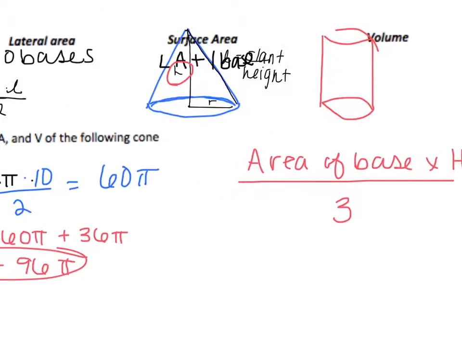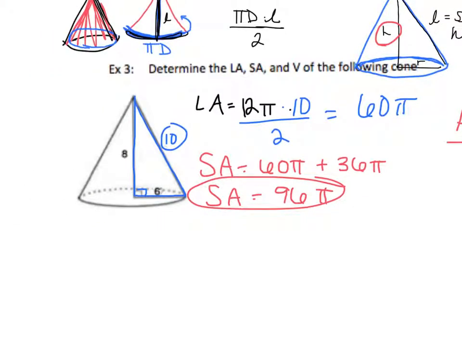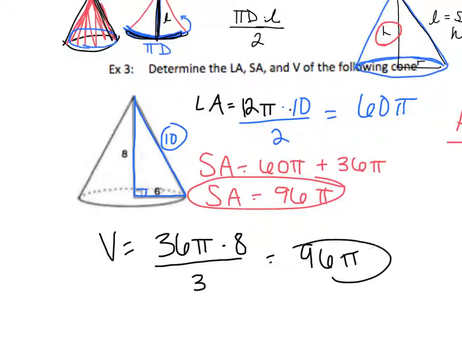So let's go ahead and find the volume of this one down here. Volume is going to be 36 pi, that's the area of the base, times the inside height, which is 8, and you're going to divide it by 3. So if I do 36 times 8 divided by 3, I'm going to get 96. Like I said again, sometimes your surface area and your volume are going to be the same, but it's the units that really make a difference.